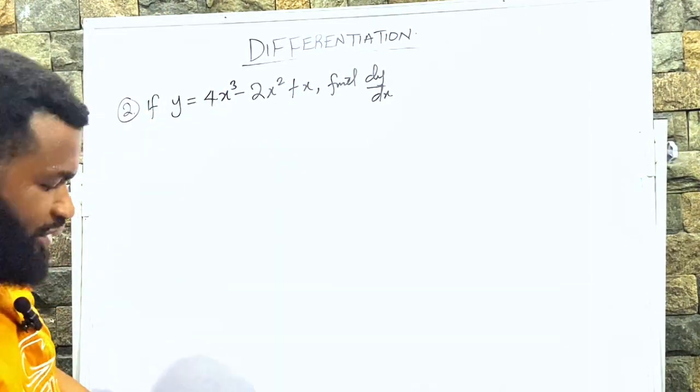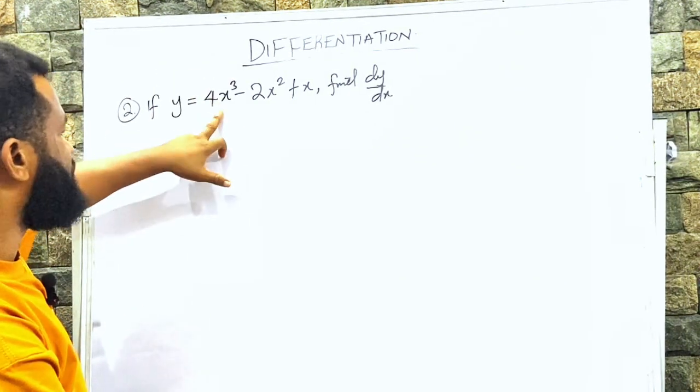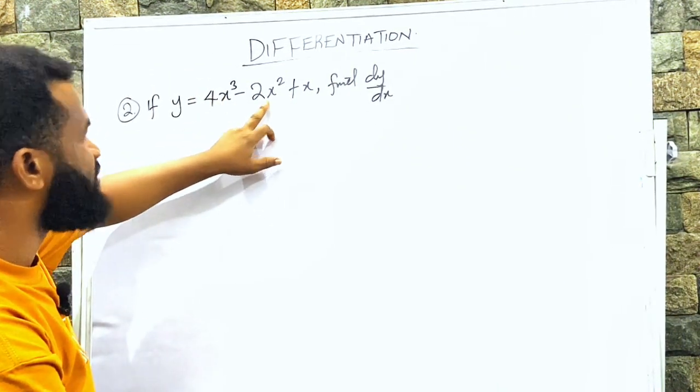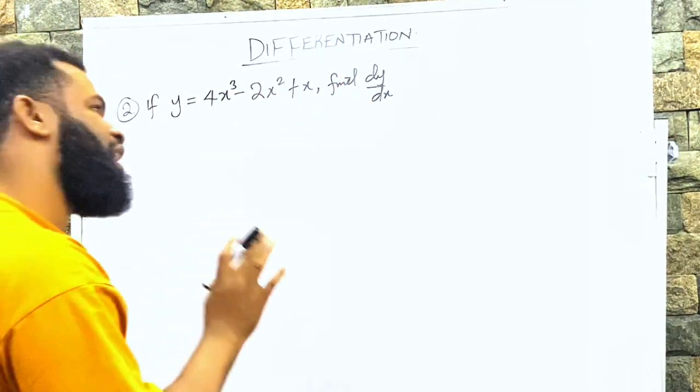All right, so this one I think is very straightforward. You deal with it individually. This is a function of x, this is a function of x, this is a function of x. So we differentiate each of them. But how do you differentiate?